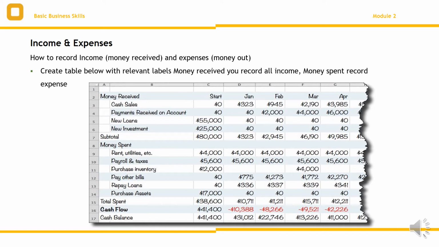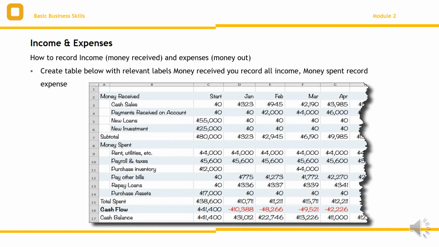You then have a total of what is your income. You then need to record what are your expenses. This is money spent or money that goes out of the business. So you would list the various types of expenses and you would capture the amount for each expense.